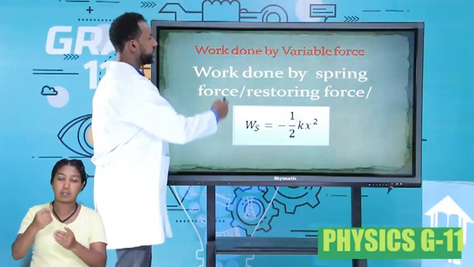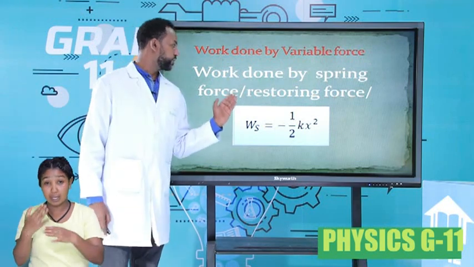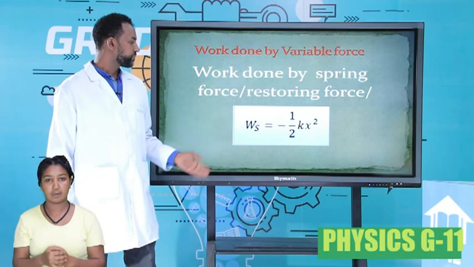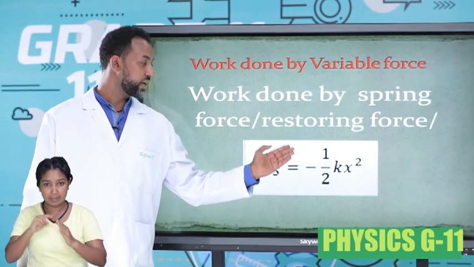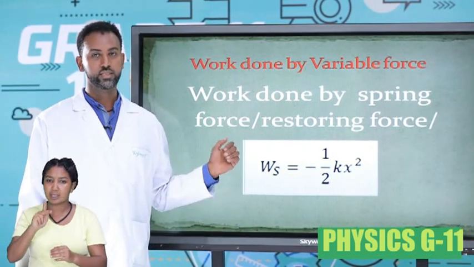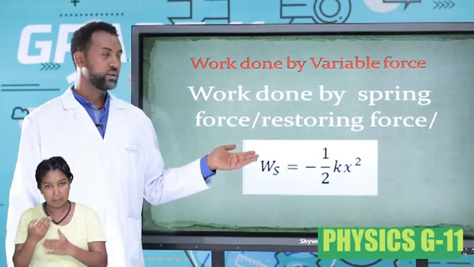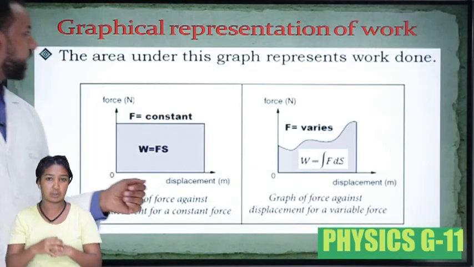The other point is the work done by variable force. Work done by a variable force is, for example, work done by the spring. A good example of a variable force is the spring, and it can be mathematically given as the negative of half times k times x squared, where k is the stiffness or force constant. It is also known as the spring constant, or stiffness.